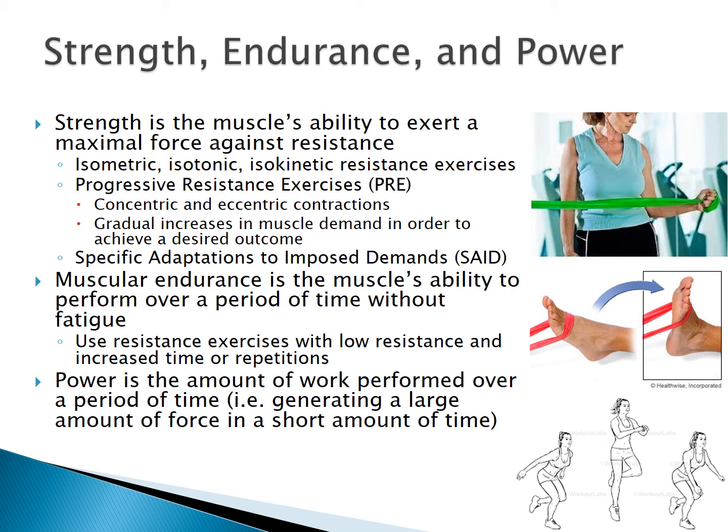In addition to regaining strength, it is important to address the components of endurance as well as power. Muscle endurance refers to the muscle's ability to perform over a period of time without fatigue. Resistance exercises that are performed using lower resistance and increased time or repetition help build endurance. Power refers to the amount of work performed over a period of time. Athletes who are powerful tend to be explosive and can generate large amounts of force in a short period of time. A comprehensive rehabilitation program should address all three components, strength, endurance, and power, to best prepare the patient for functional activities and return to pre-injury status.